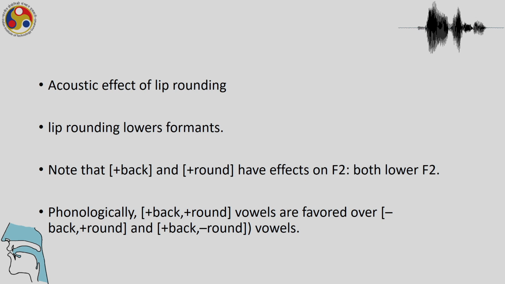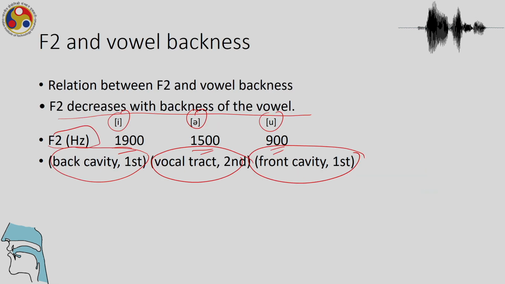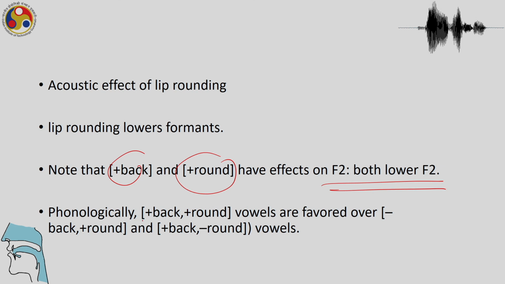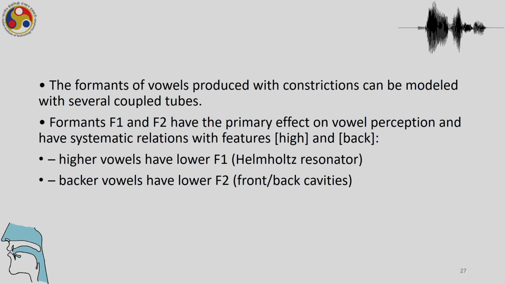Lip rounding lowers formants. Note that the features plus back and plus round have effects on F2, both lower the second formant. So phonologically, when we look at phonology, we will again see that plus back plus round vowels are favored over minus back vowels which are not back but round, and plus back and minus round vowels, and also back vowels which are not rounded. So basically the features back and round go together, and the features front and unrounded go together. And that is related to, again, the behavior of the tubes where one augments the other.